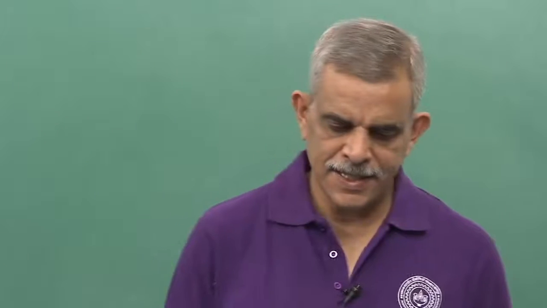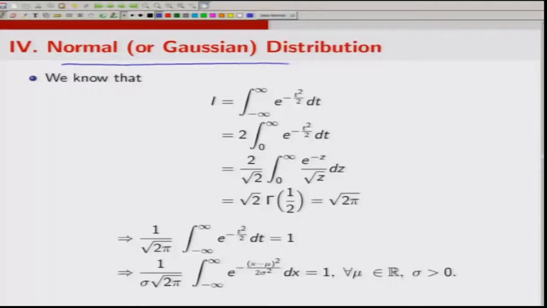So now we will study the normal or the Gaussian distribution. This distribution is considered to be one of the most important distributions in the area of probability and statistics. So let us see what the form of the normal distribution is.